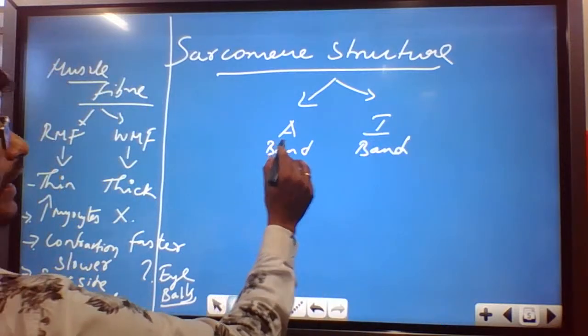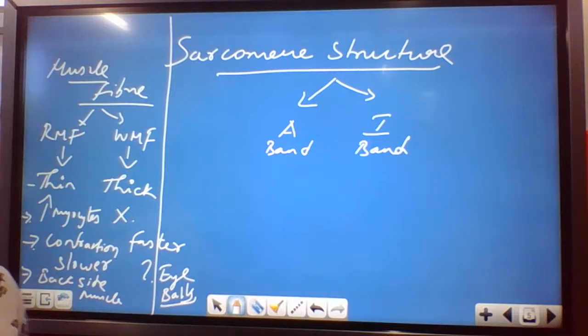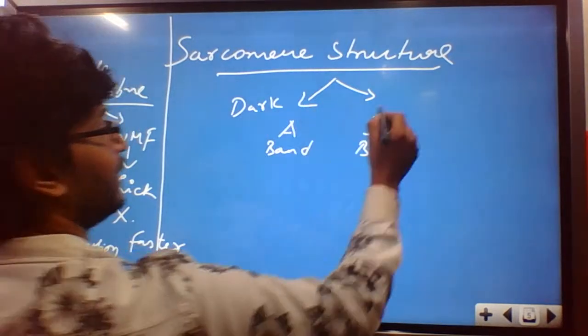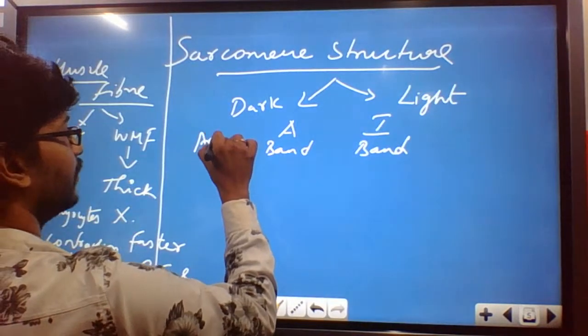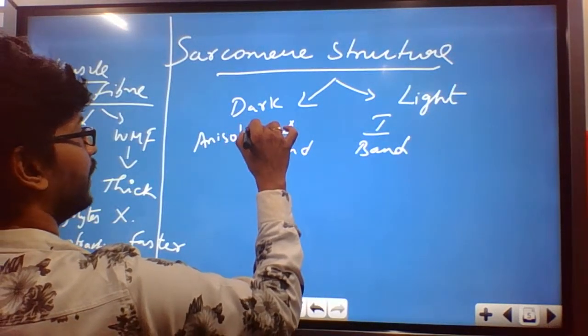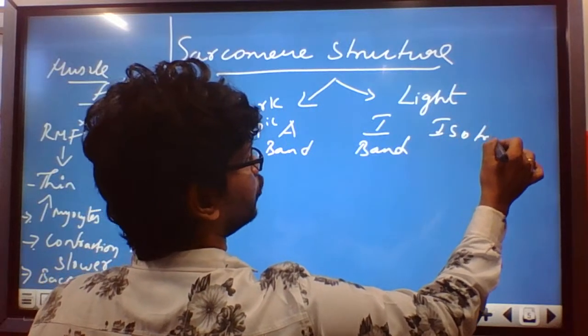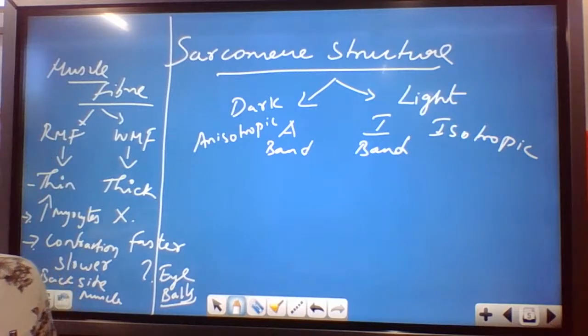So A and I. The A band is otherwise called a dark band, and the I band is otherwise called a light band. A stands for anisotropic band. I stands for isotropic band. It's a light band and a dark band.